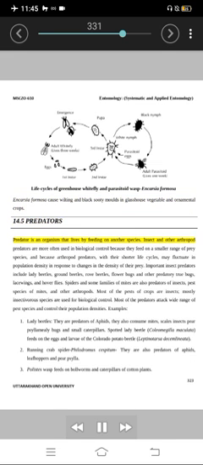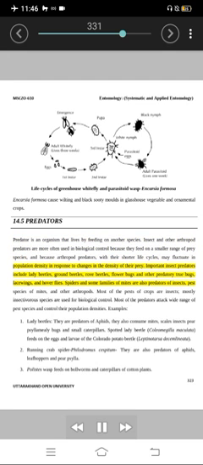14.5 Predators. A predator is an organism that lives by feeding on another species. Insect and other arthropod predators are more often used in biological control because they feed on a smaller range of prey species, and because arthropod predators, with their shorter life cycles, may fluctuate in population density in response to changes in the density of their prey.